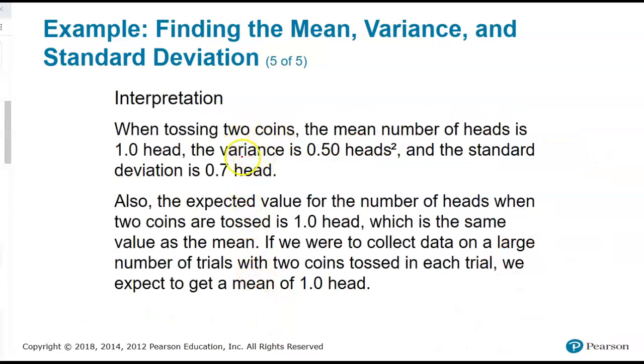Okay, so as far as interpreting it, the mean just says that if you were to flip a coin twice and do it over and over and over again, the expected value or the mean number of heads when 2 coins are tossed is going to be 1, which is what we would expect to get. If you're flipping two coins and you do that over and over again, on average, you're going to get 1 head per time that you do that activity. So our variance is 0.5 heads squared, standard deviation is 0.7 heads.